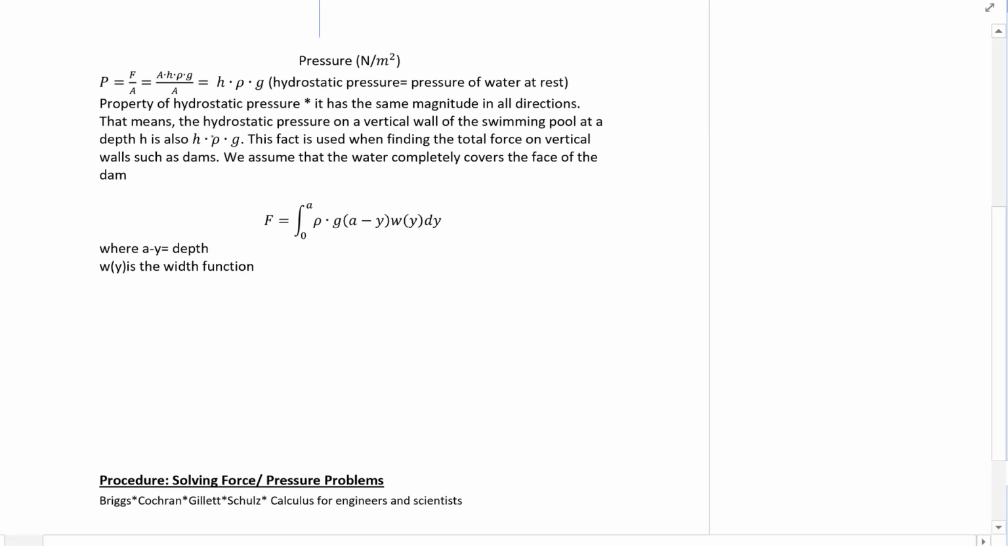So let's take a look at where these problems come up. Well, the hydrostatic pressure on a vertical wall of a swimming pool at a depth h, and we use it to find the total force that is applied, for example, on a vertical wall such as dams. Now a minus y is actually the depth. So it's g, which is the gravity, 9.81, and then a minus y is the depth, and then w of y is the width function.